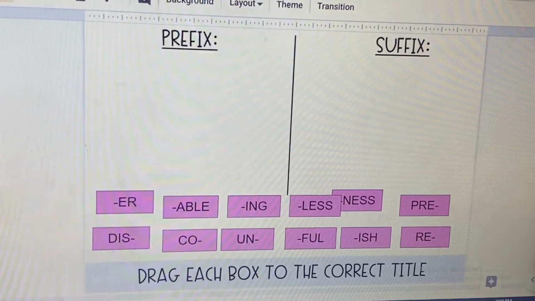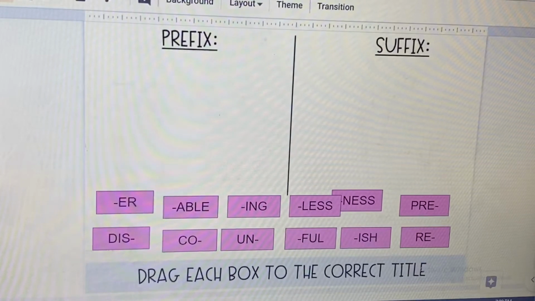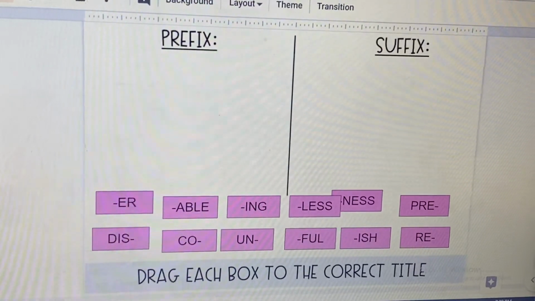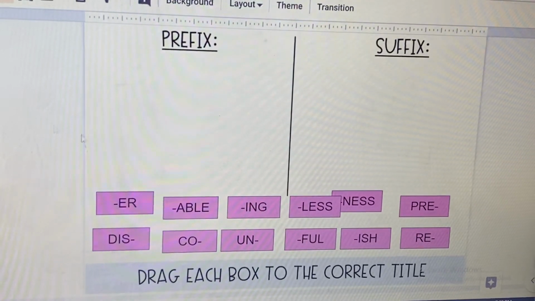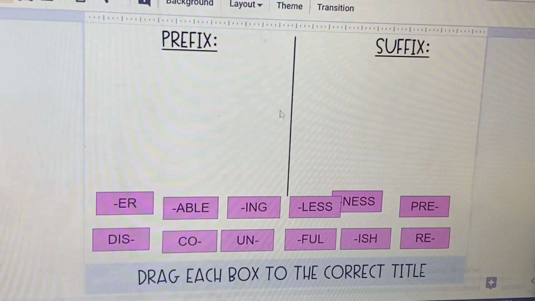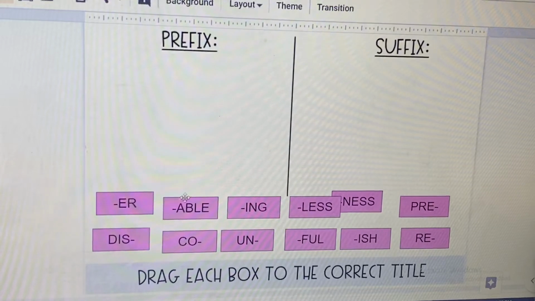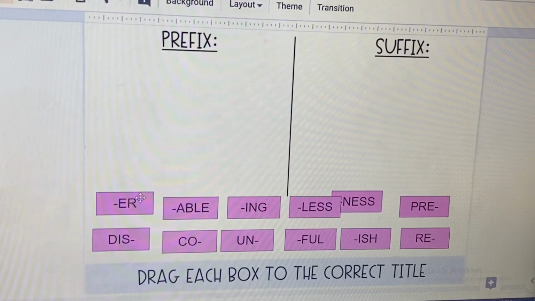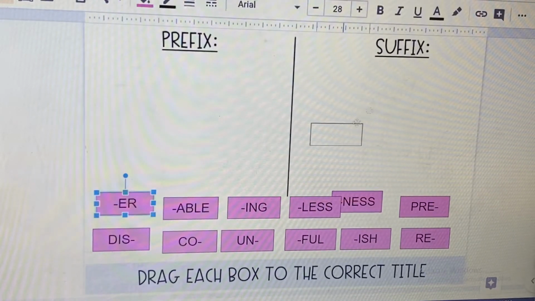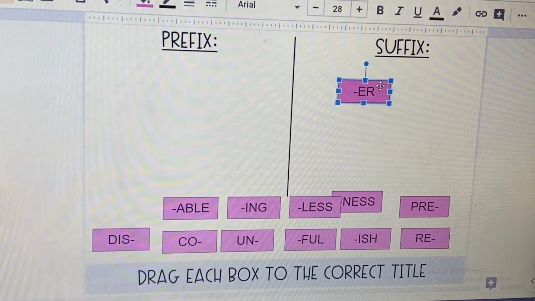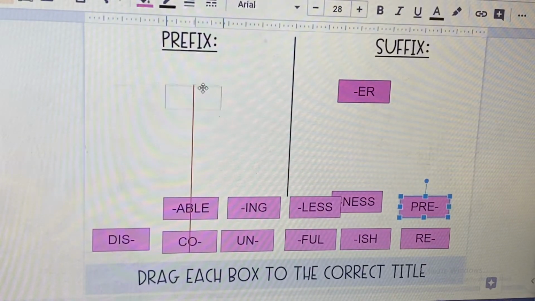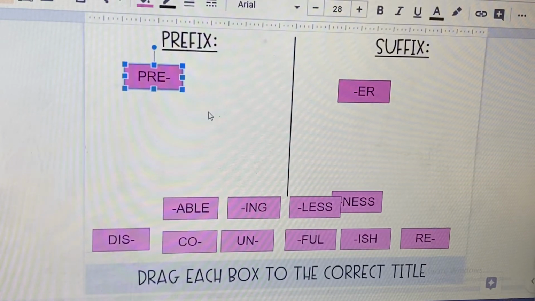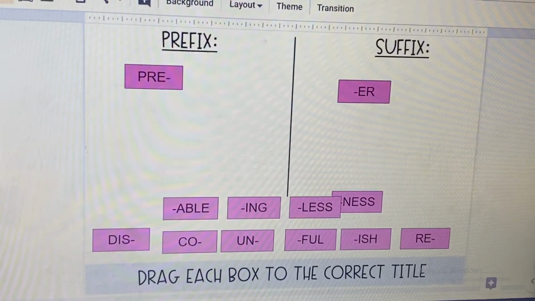Okay, so this is a prefix suffix sort. You're just going to simply pick up each sample and you're going to drag it to its correct side. So a prefix and a suffix side. So like teacher goes on this side. Like preheat is a prefix, it goes on this side.